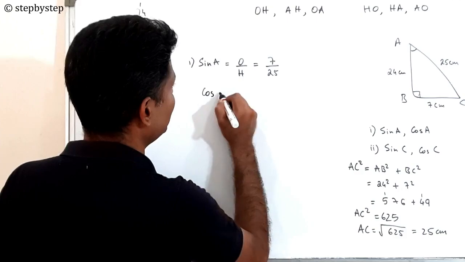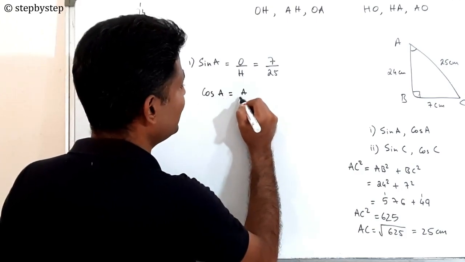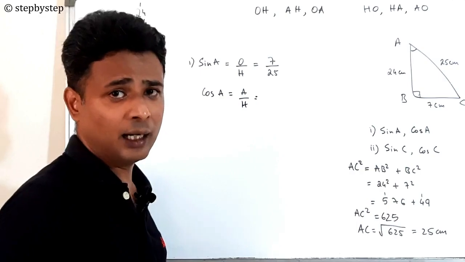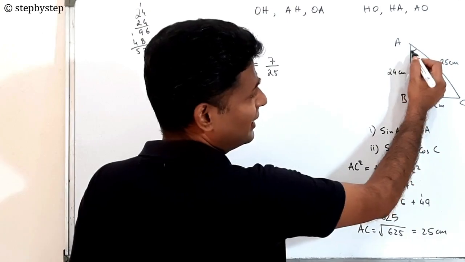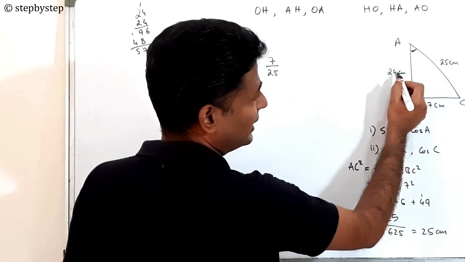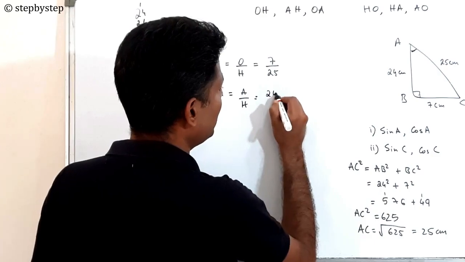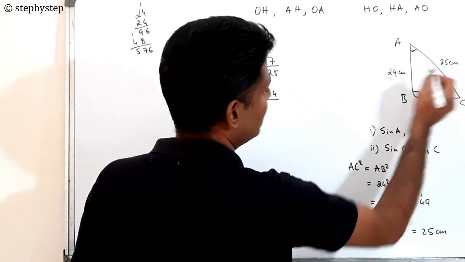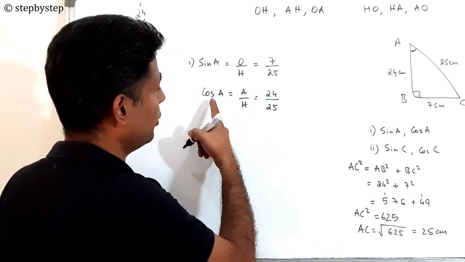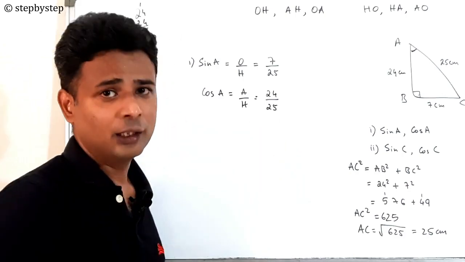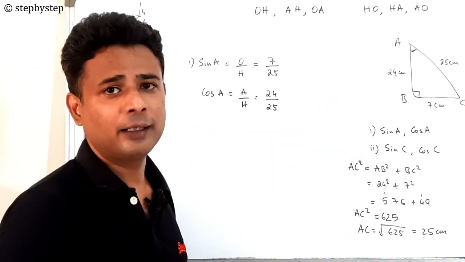Now next thing they have asked us is cos A, that is adjacent by hypotenuse, right? So cos A is A by H, which is the adjacent side to angle A, 24. It's touching this side. So adjacent will be 24 and hypotenuse will be 25. So what is the ratio for cos A? 24 by 25 for this particular triangle.